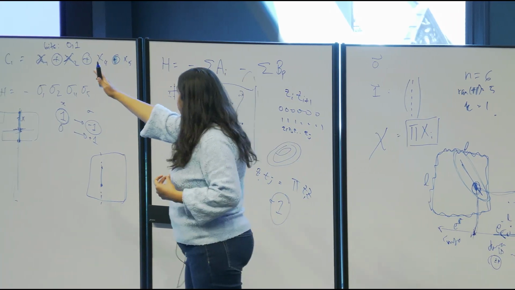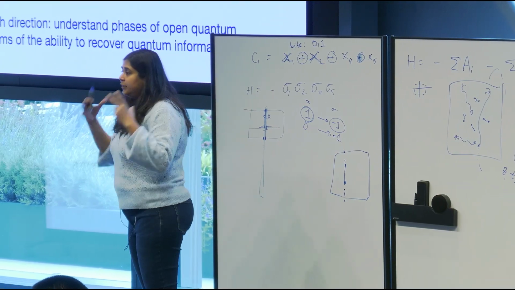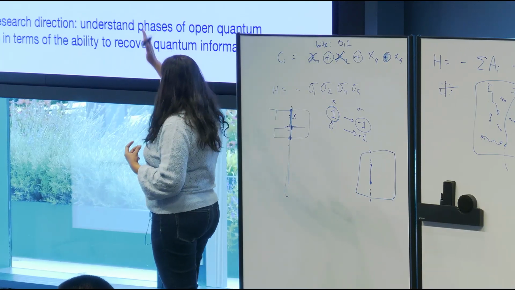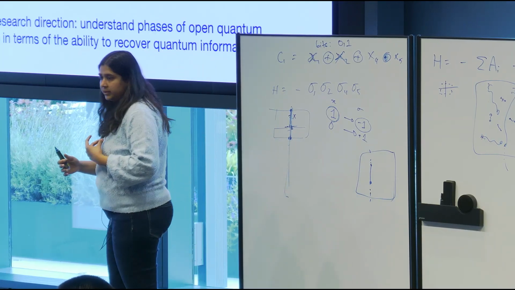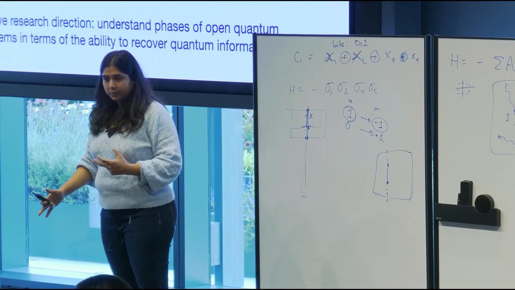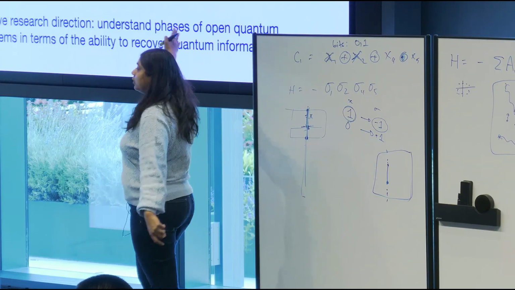So there's this threshold transition between, in principle, even if you were the most powerful computer in the world, could you recover the information that you encoded in the system? Or is the information just lost to the environment forever? That's this threshold transition between recoverability and non-recoverability.